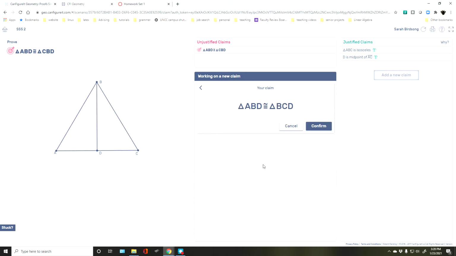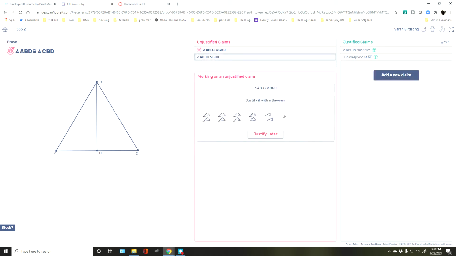All right. So notice this is the claim. It says confirm that yes, you actually typed it in correctly like you wanted. And then what it's going to tell you is, all right, well, that's just a claim. You have to justify it.